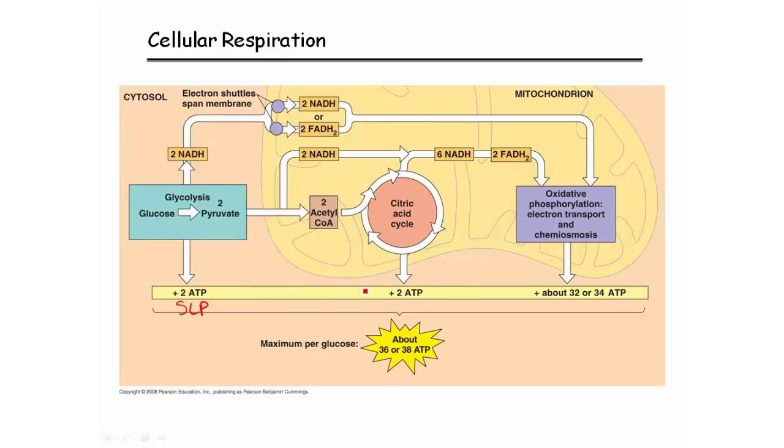We take the 2 pyruvates, and if we ship them into the mitochondria, they will get converted into 2 acetyl-CoAs. In the process, they will make 2 NADHs. We go around the citric acid cycle. It spins twice per glucose. We get another 2 ATPs by substrate level phosphorylation, and we get 6 NADHs and 2 FADH2s.